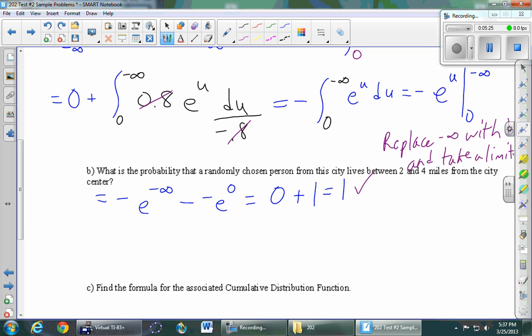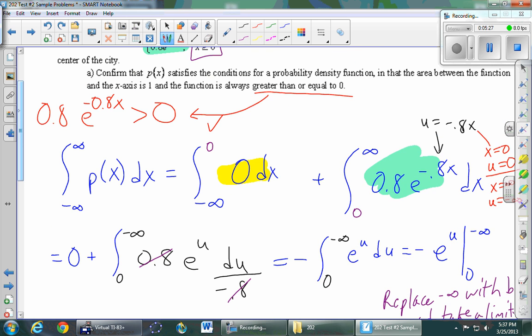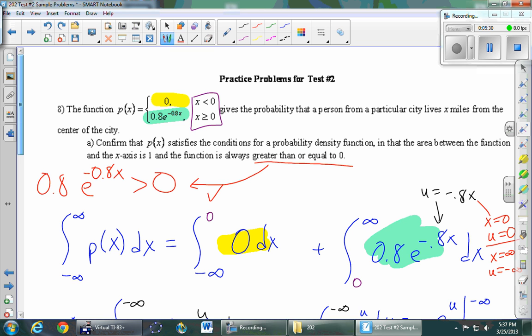So the total area underneath this p of x function from the top is equal to 1. So it satisfies both conditions for a probability density function.